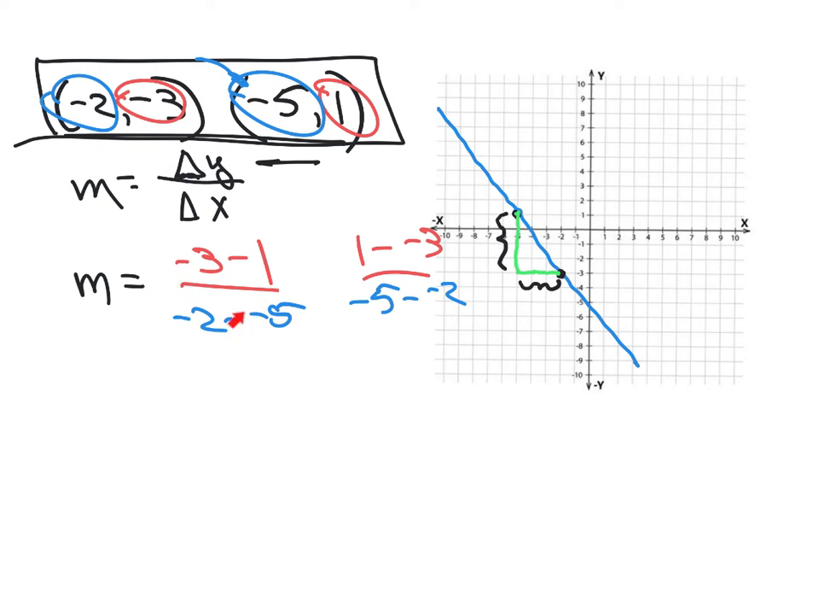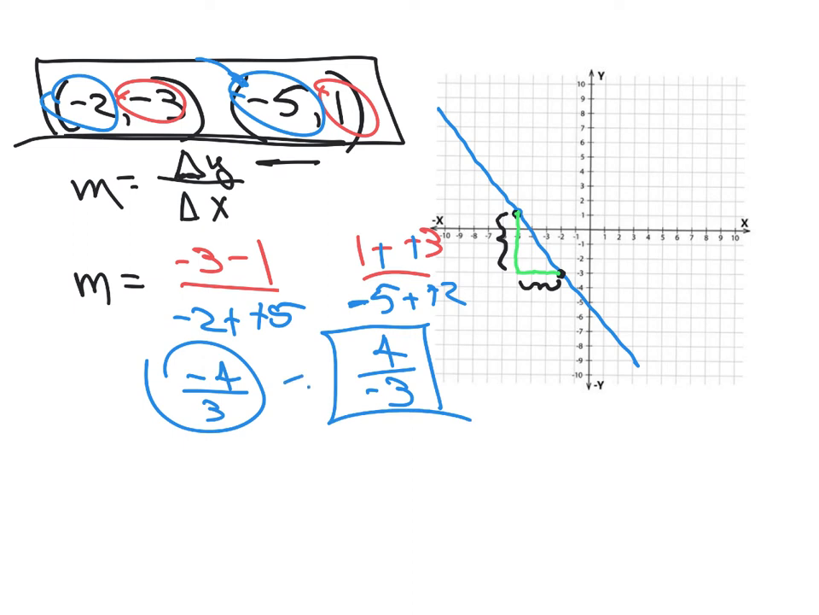So let's say that we chose to do it this way. Negative 3 minus 1 is negative 4. Negative 2 minus negative 5 is the same as 2 plus 5, so that's 3. Okay, so that gives us our slope of negative 4/3. 1 minus negative 3 is the same as 1 plus 3. Negative 5 plus 2 is negative 3. So both of these are the same. So it doesn't matter which numbers you do first, as long as you're consistent and you put the y on top and the x on the bottom. And see, we did that without paying any attention to the graph. All right, ready for the next video.